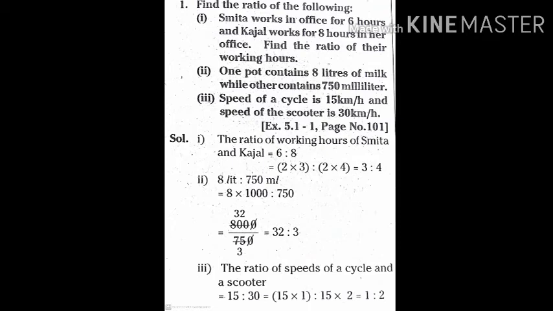First question, find the ratio of the following. The first one: Smita works in an office for 6 hours and Kajal works for 8 hours in her office. Find the ratio of their working hours. Solution for the first one. The ratio of working hours of Smita and Kajal is equal to 6:8. Here cancel with 2: 2 threes are 6, 2 fours are 8. That is equal to 3:4. And 3:4 we can call the simplest form or standard form.